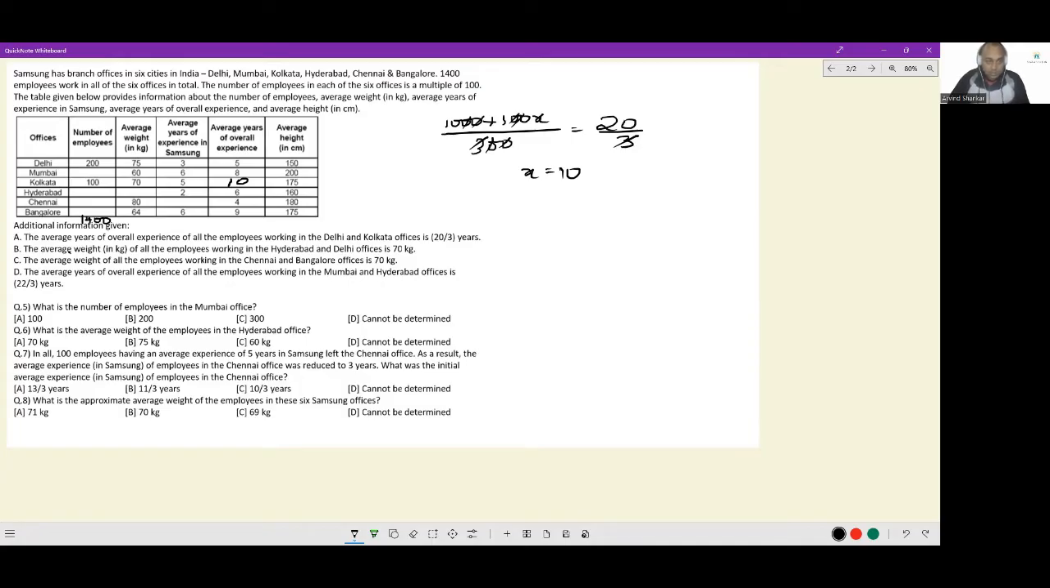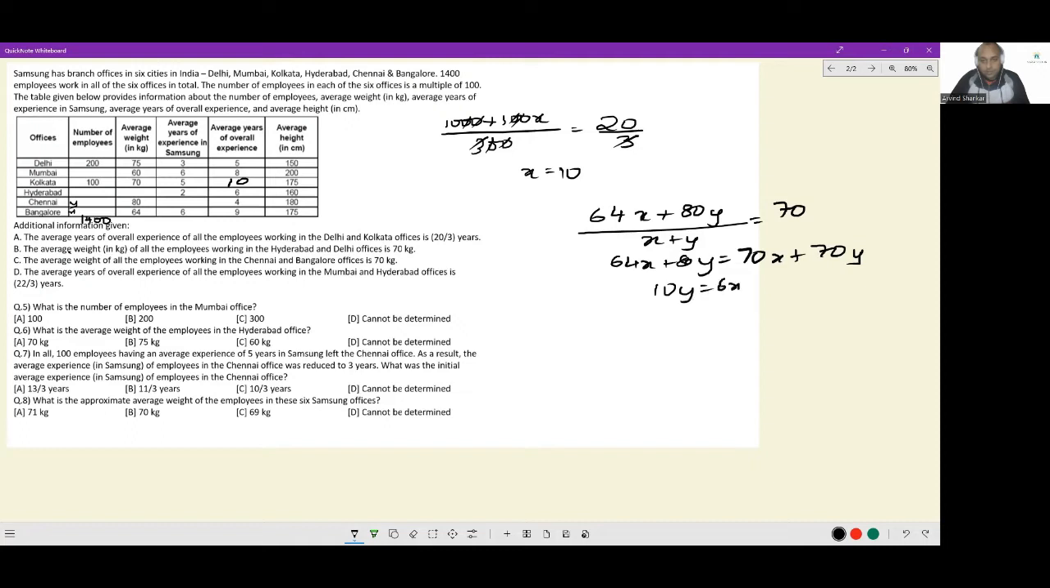Okay. Next, the average weight of all the employees working in Chennai and Bangalore offices is 70 kg. For Chennai and Bangalore, we have 64 into, let's say the employees in Bangalore are X and in Chennai are Y. So (64X plus 80Y) by (X plus Y) is equal to 70, or 64X plus 80Y is equal to 70X plus 70Y, or 10Y is equal to 6X, or X by Y is equal to 5/3.